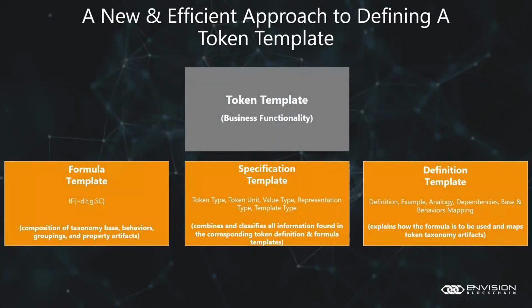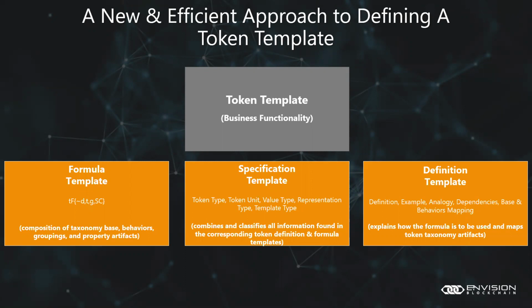We can take a look at the specification template and, of course, the definition template. On the left, the formula template, we'll get into a little more detail in just a moment, but it composes the taxonomy base that we just spoke about, the various behavior artifacts, potential behavior groupings, and of course, property artifacts. On the far right, we have a definition template. And the definition template is exactly that.